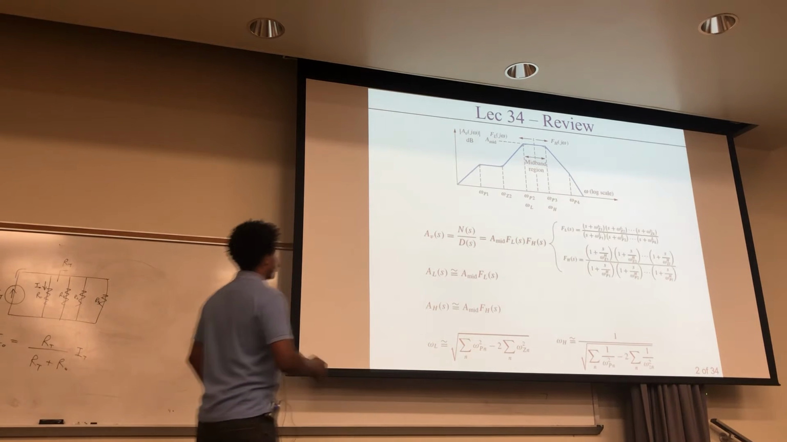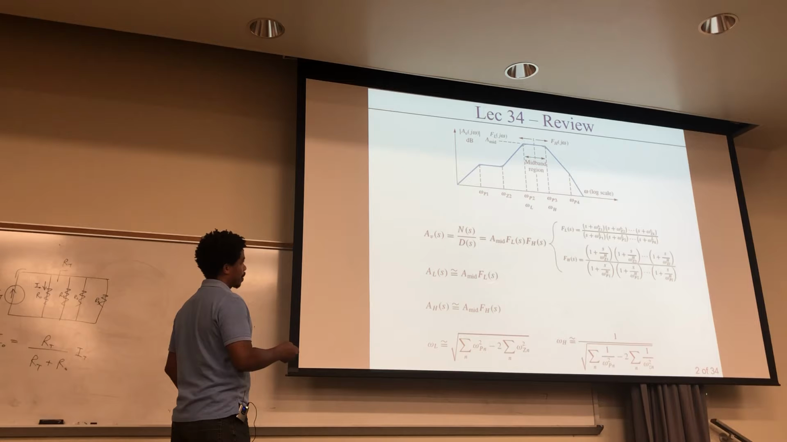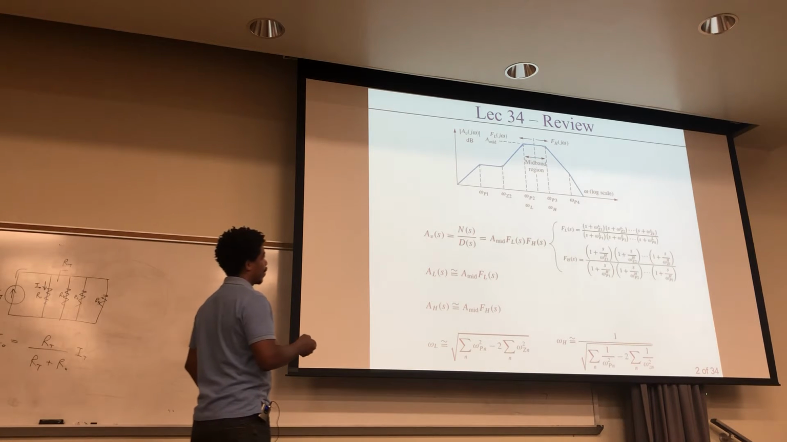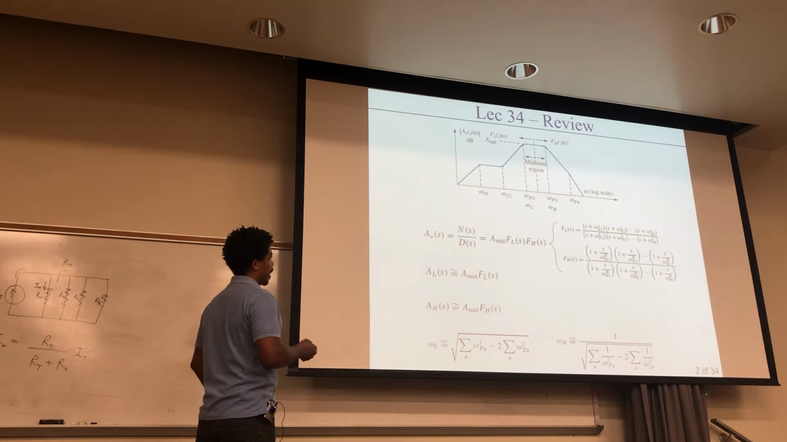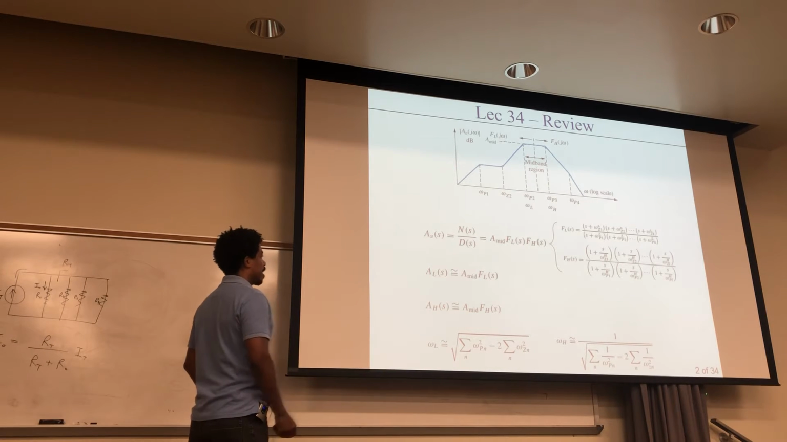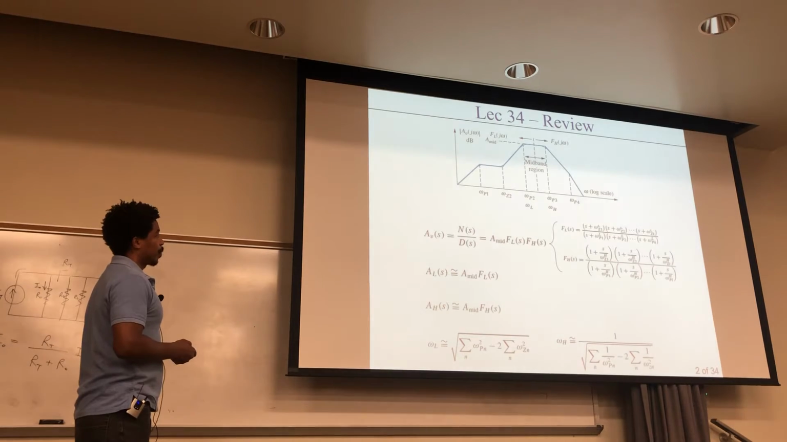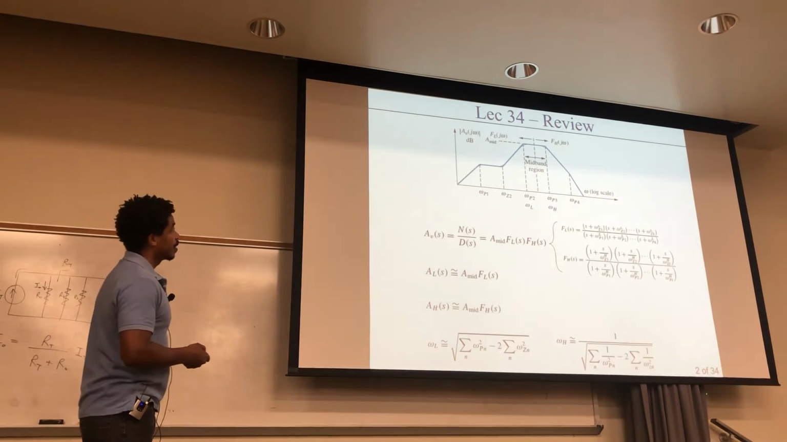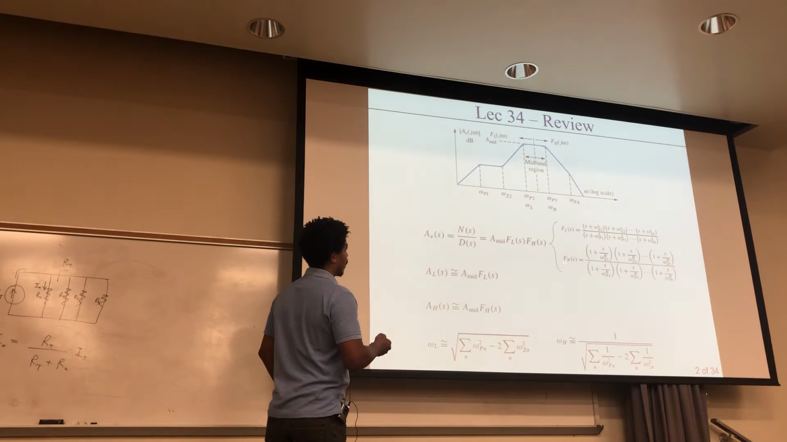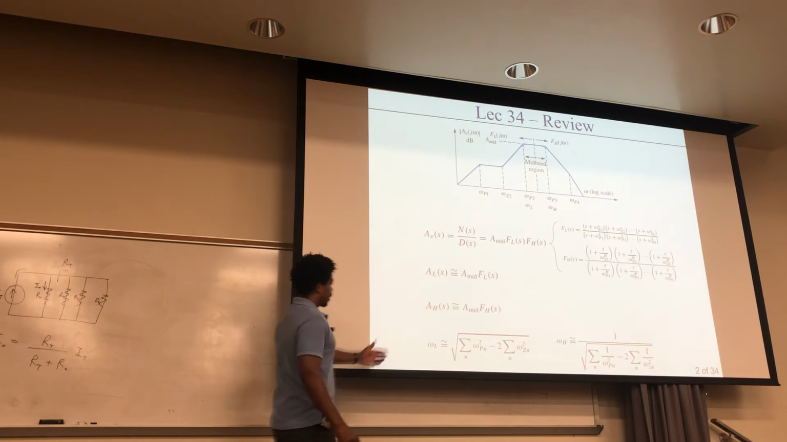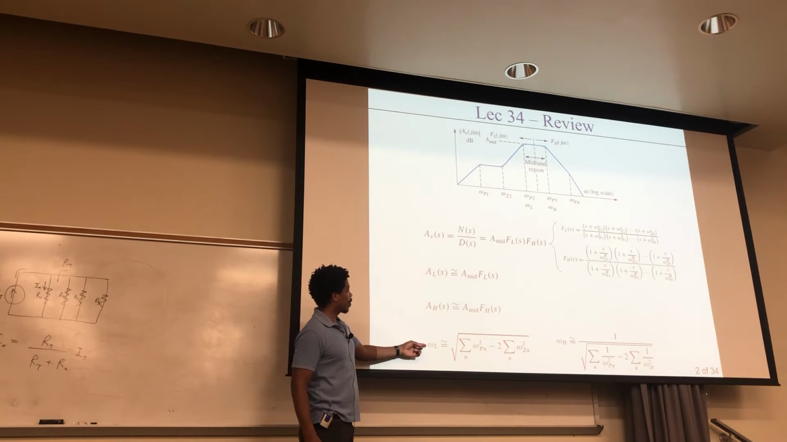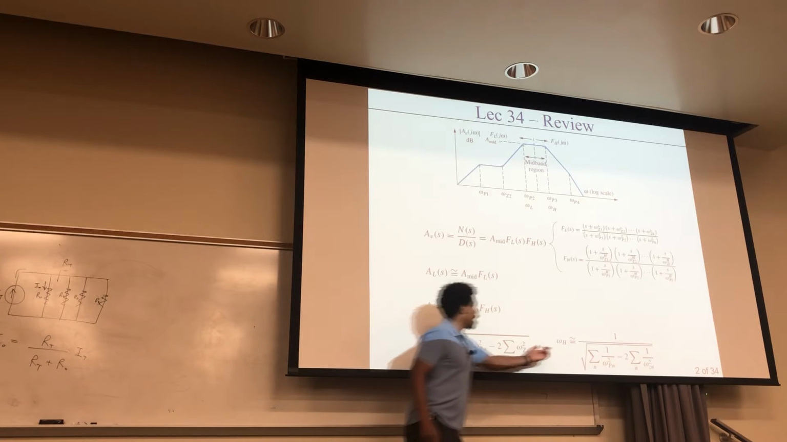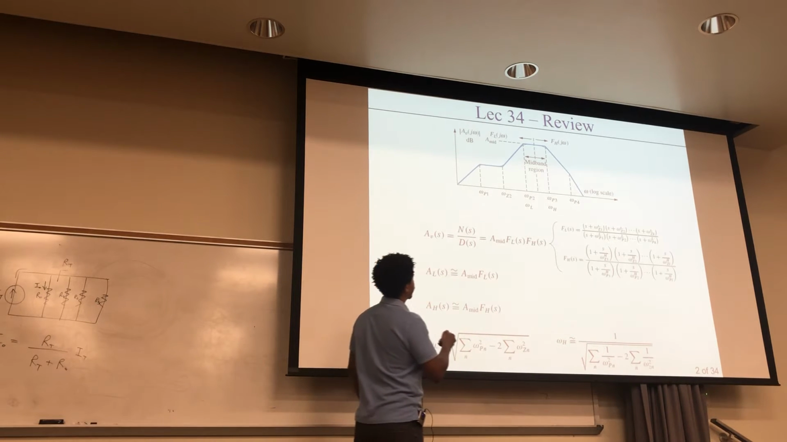We broke this up into 2 pieces. We looked at the gain AL for the low frequency part, that's A mid times FL, and the high frequency part, that's A mid times FH. From FL and FH, we looked at the poles and the zeros, and we're able to find exactly where the low frequency and high frequency cutoffs are, very accurately.